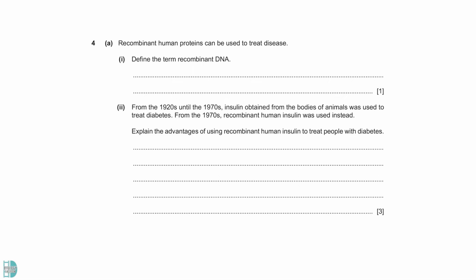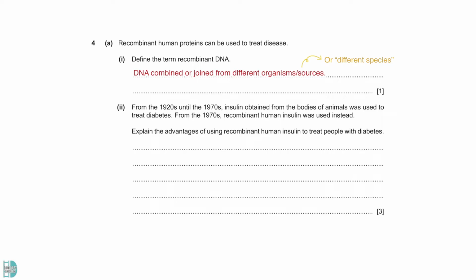4A1 wants you to define recombinant DNA. The word recombinant refers to the combination or joining of DNA from different organisms or sources. You can also say that the DNA are from different species. A2. Explain the advantages of using recombinant human insulin to treat people with diabetes.